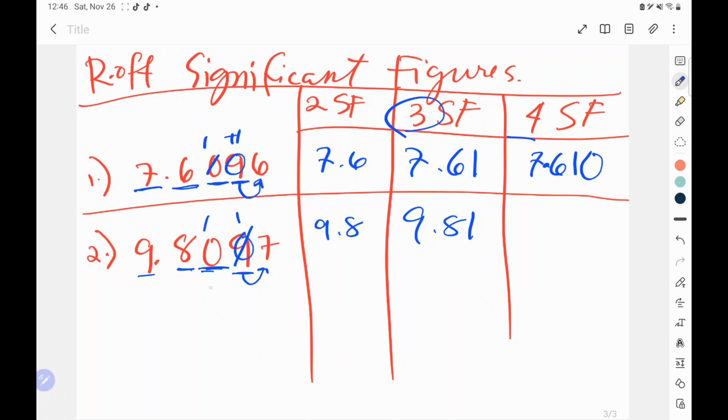So this becomes 1. Alright, so our answer here must become what? It must become 9.81, correct? And drop everything here. So it's 9.81, but they're looking for 4 significant figures. You just have to add another 0 here to make it 4 significant figures, and that's your answer right there. All right.